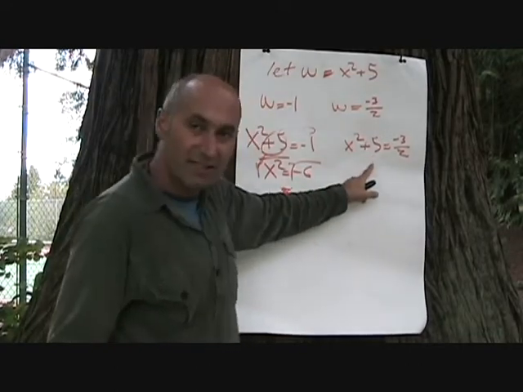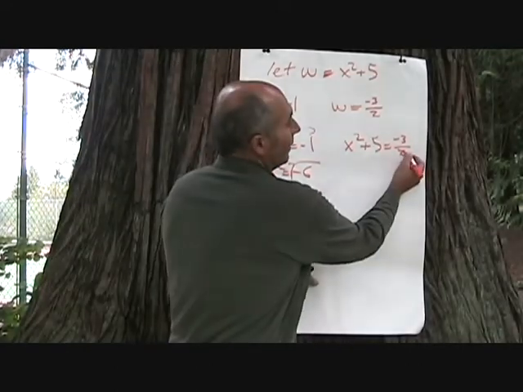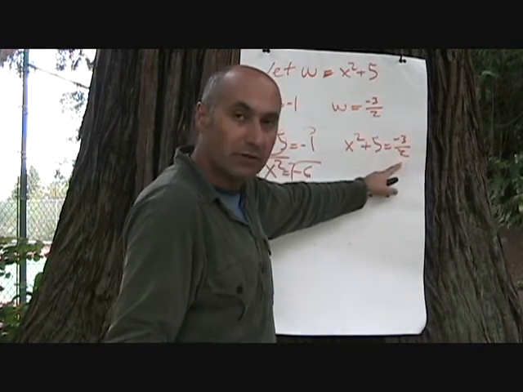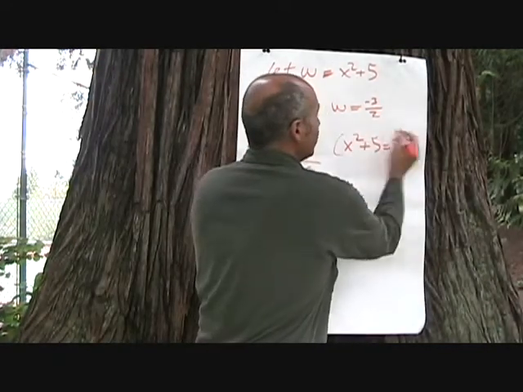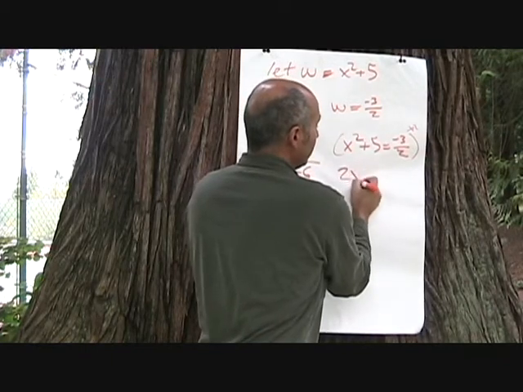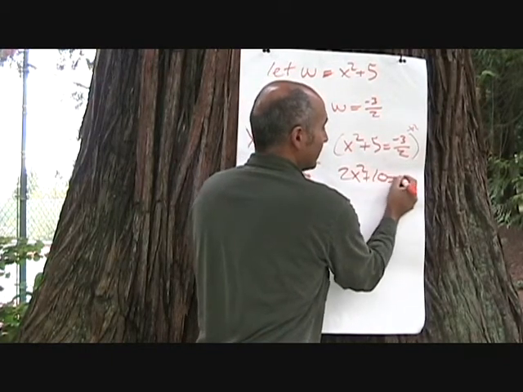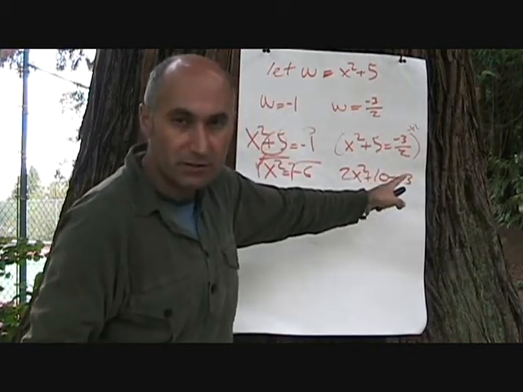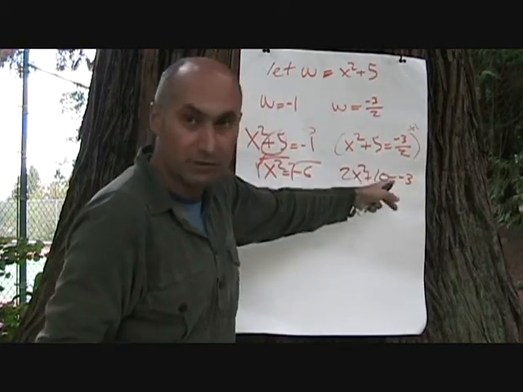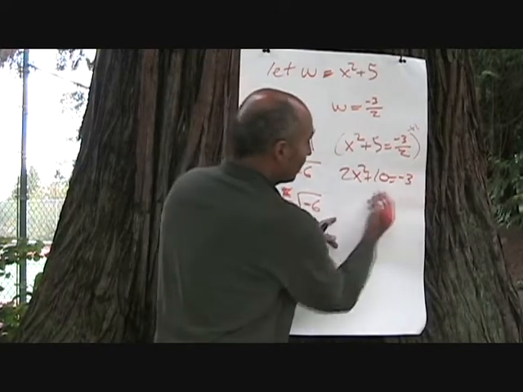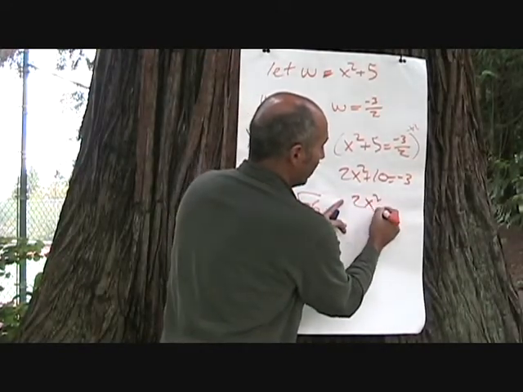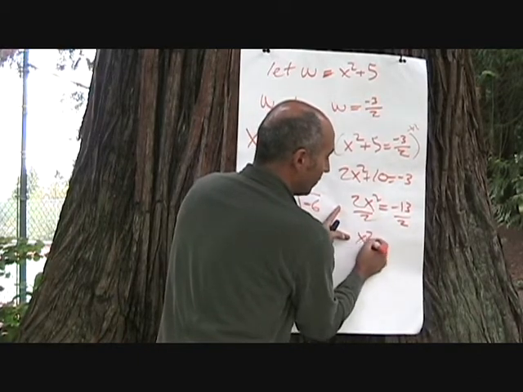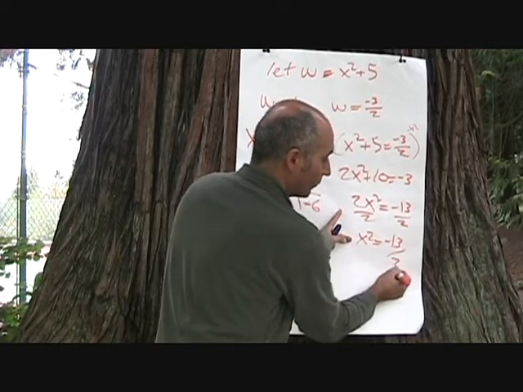Over here, we're going to have the same problem. If you don't like fractions, get rid of your fractions right away by multiplying by 2, right? You can multiply the whole equation by 2, so you're going to have 2x squared plus 10 is equal to negative 3. And again, we've talked a lot about this in series 3a, and you should know how to do this if you don't already. And then grab the 10 over, so you're going to have 2x squared is equal to negative 13, divide by 2, so x squared is equal to negative 13 over 2.